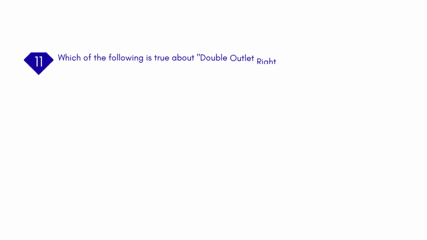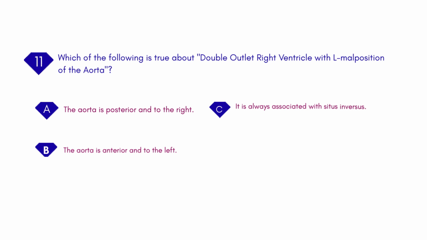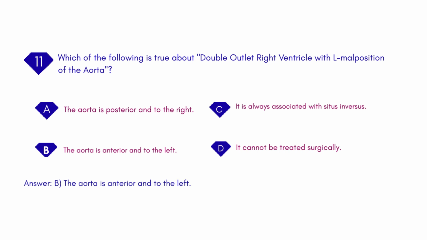Which of the following is true about double outlet right ventricle with L-malposition of the aorta? A. The aorta is posterior and to the right. B. The aorta is anterior and to the left. C. It is always associated with situs inversus. D. It cannot be treated surgically. Answer: B. The aorta is anterior and to the left.